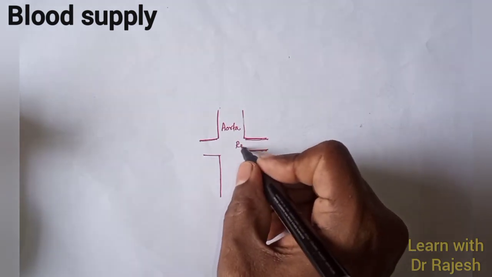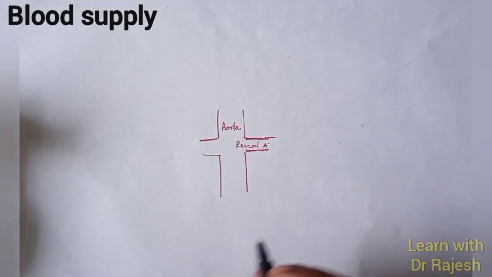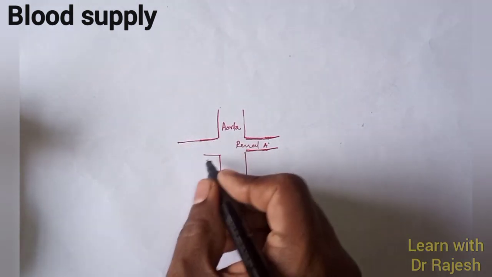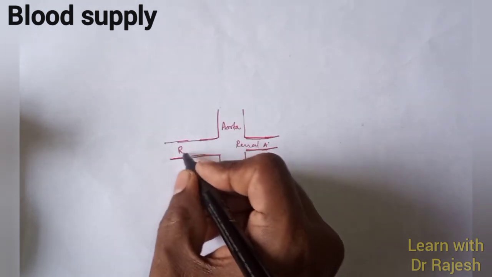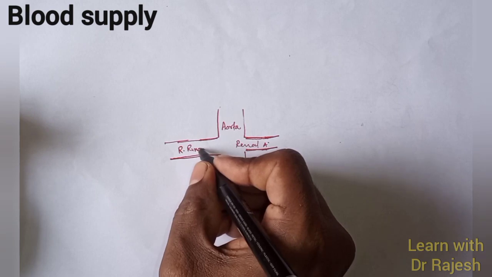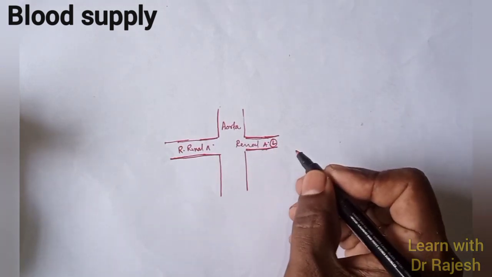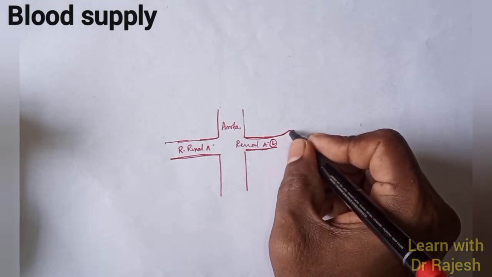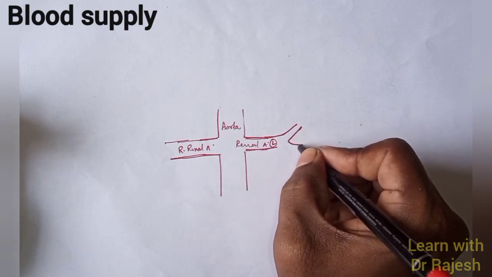These are the renal arteries. The right renal artery is longer when compared to that of the left renal artery. As this renal artery reaches near the hilum and enters inside the hilum, it divides into two branches.